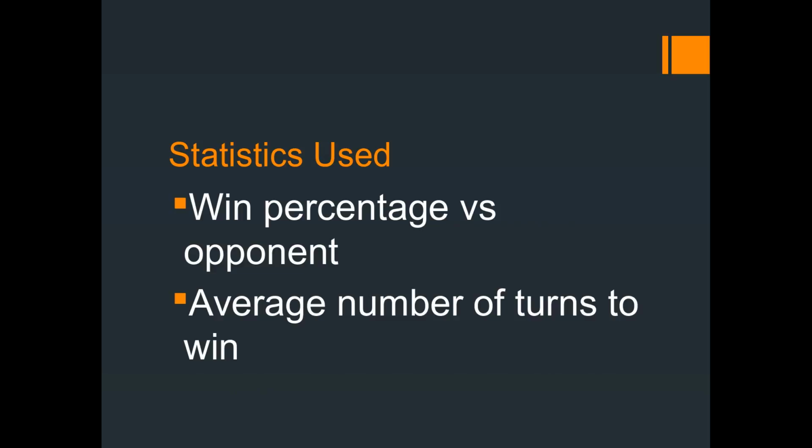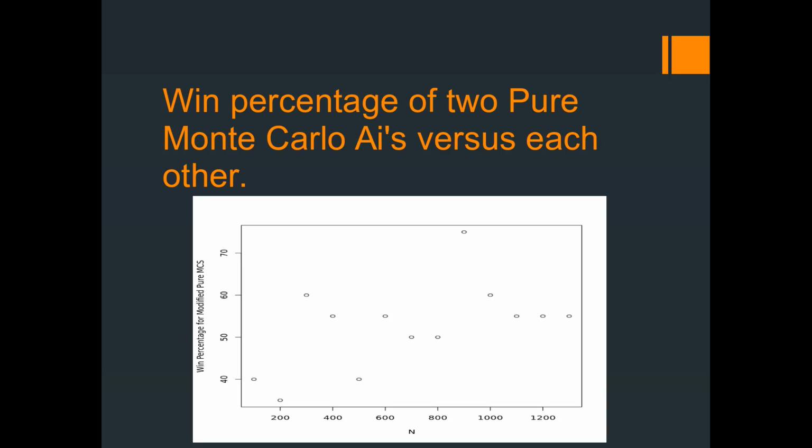Some statistics we used were win percentage versus opponent and average number of turns to win. In this graph, we can see the win percentage of two pure Monte Carlo AIs versus each other. One of them has just pure random playouts, and the one on the y-axis has random playouts, but if there is a winning move, the AI takes it. We can see that the one with the modification has a slight edge, with an approximate win percentage of around 55% as you increase the number of playouts.